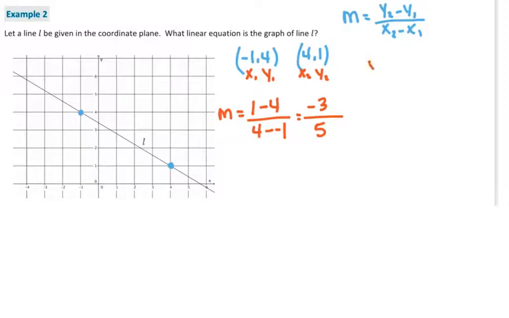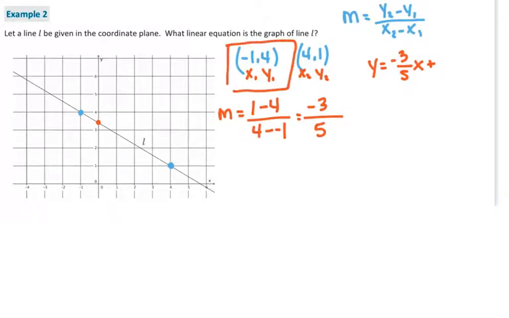So I'm going to start to write my equation in y-intercept form. So I'm sorry, slope-intercept form. So y equals negative 3/5 x. And if I come over here and I look to see where my line is crossing that y-axis, it's crossing between positive 3 and positive 4. So that means that my y-intercept should be positive. So let's use this point right here to figure out what our y-intercept is.